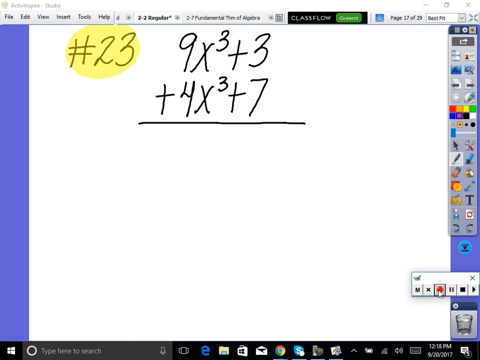Here, let's do number 23. 9x cubed plus 3, and then this is plus 4x cubed plus 7. So it's just set up a little differently. Don't we just add straight down? Okay, 9x cubed plus 4x cubed is how many x cubed? 13x cubed. Very good. And then 3 plus 7 is 10. Very good. And we're done.